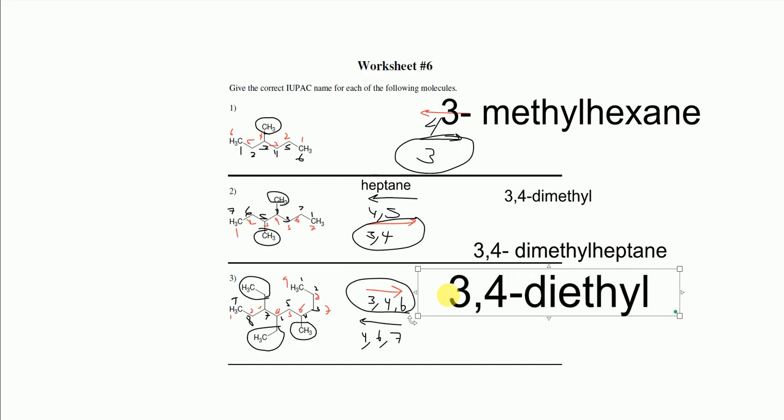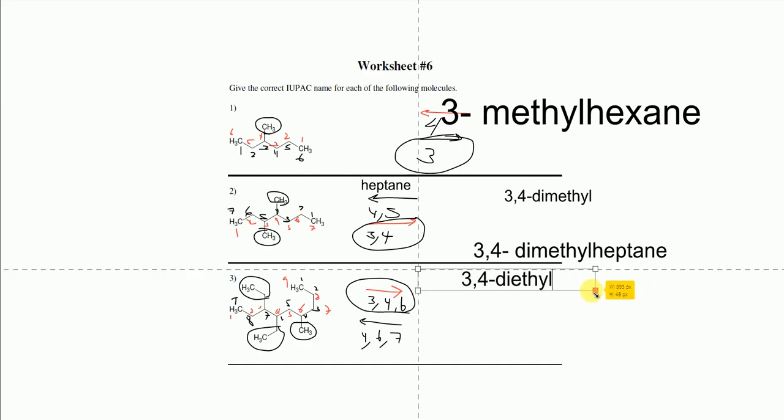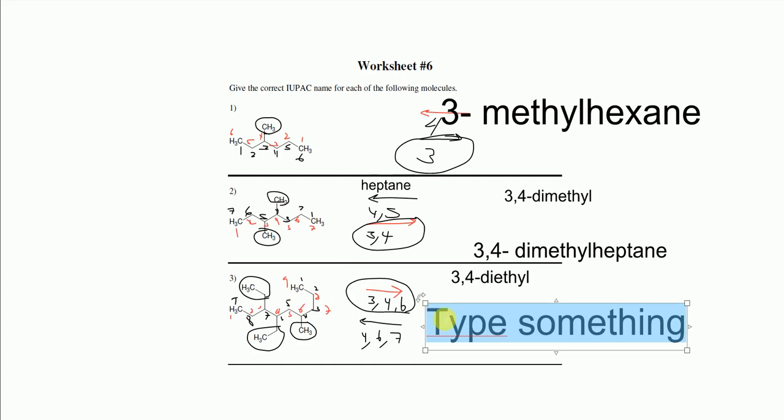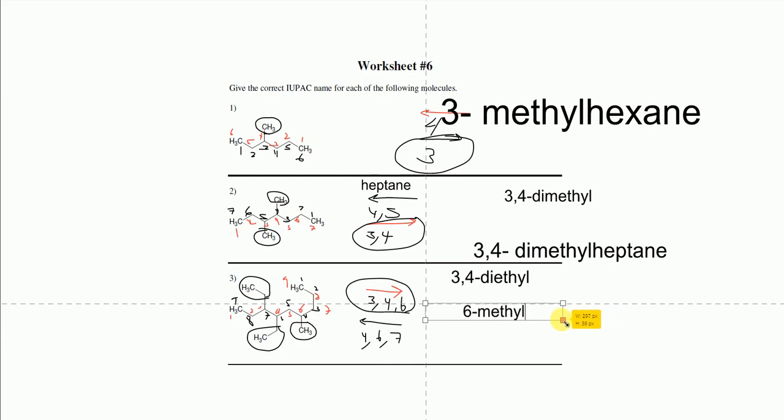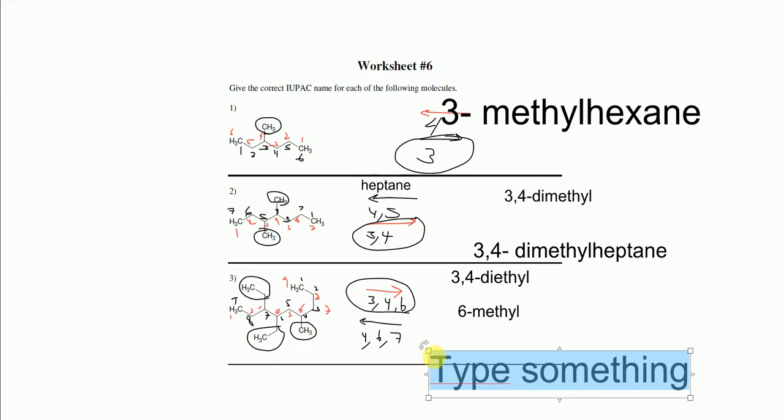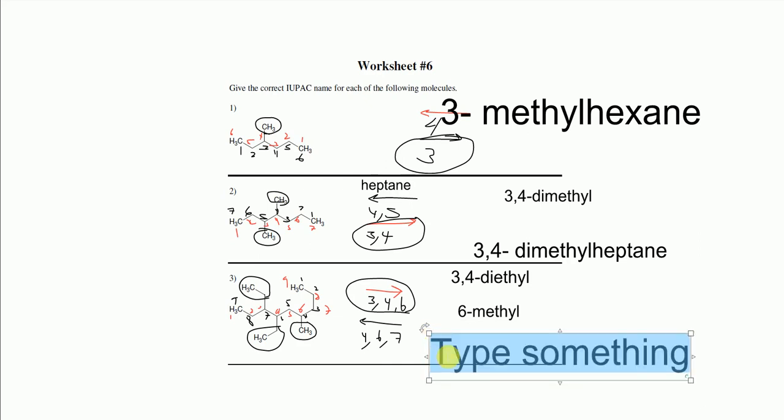It's really easy to forget the di, and you will get points off for it if you forget it, all right? And then on 6, I have 1 carbon, right? This is a CH3 group, so I have 6-methyl, right? So pretty easy. Okay. Now our parent is 9 carbons long, so that's going to be a nonane, right? Our parent is a nonane.